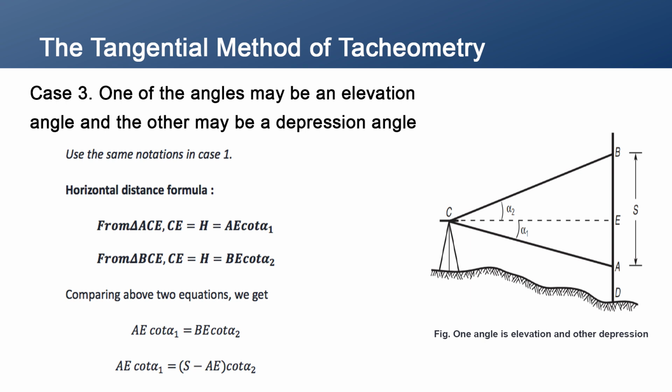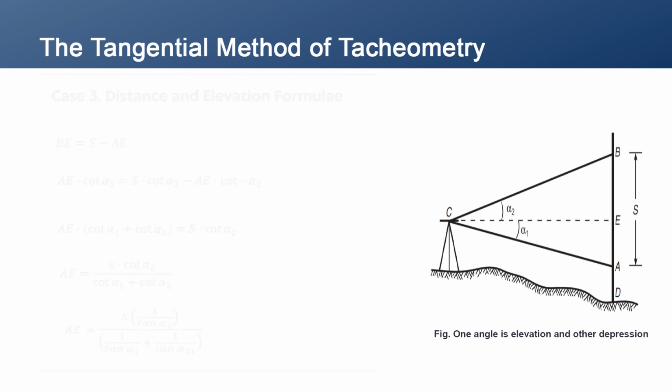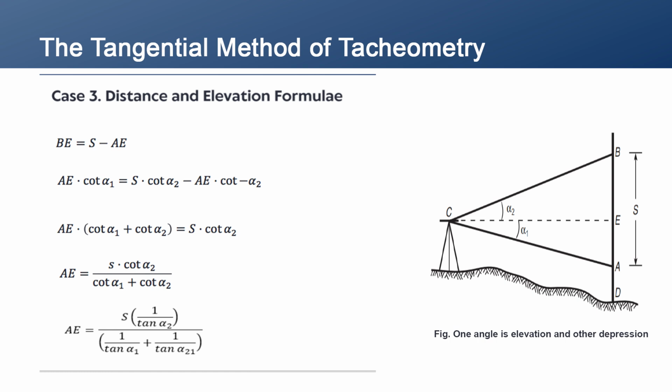We know BE is equal to S minus AE. So, substituting in this equation, we get AE cot α1 = (S − AE) cot α2. Now, taking the cot α2 inside, AE (cot α1 + cot α2) = S cot α2. This results in AE = S cot α2 / (cot α1 + cot α2). We know cot is equal to 1 by tan.